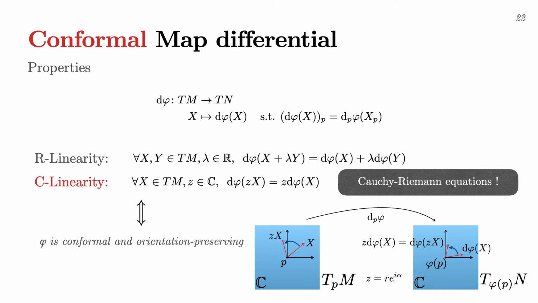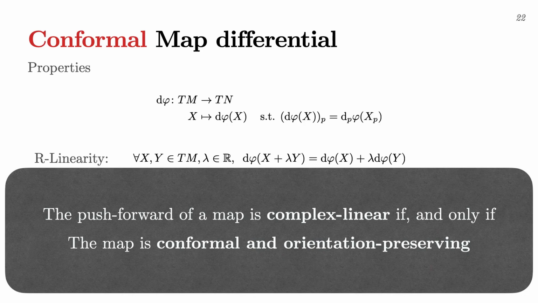And to conclude, as I said before, but now we say it again because it's important, the push forward of a map is complex linear if and only if the map is conformal and orientation preserving.